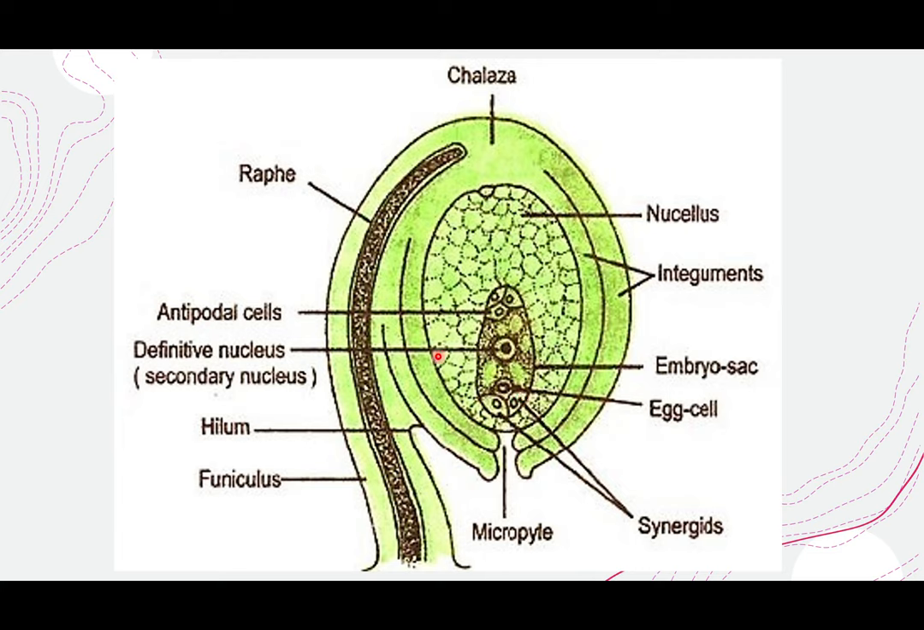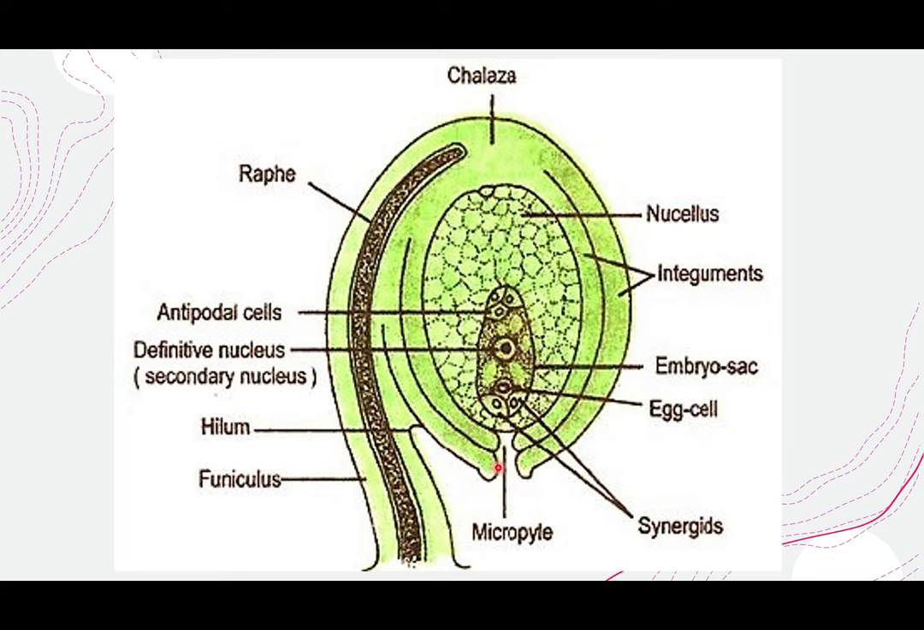So what happens in the first slide? We have three synergids, and one of them will become our egg cell, so we have our ovum there. And then here now in the middle, we have our definitive nucleus, and that nucleus is what is basically going to become our two polar nuclei after it goes through mitosis there.